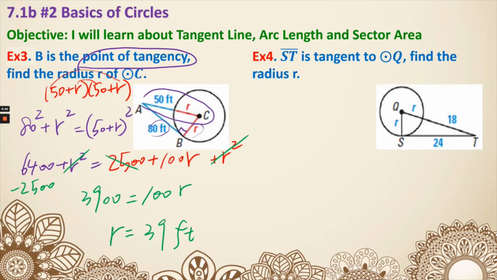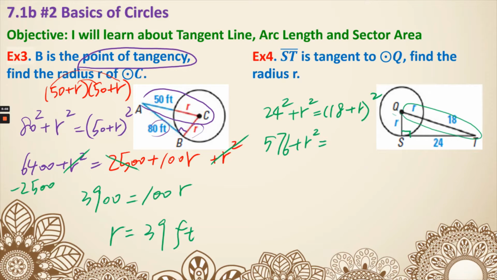Next, example 4. Same idea, 24 squared, because if we want to say that's tangent, this is going to be the right angle, which makes this the longest side, the hypotenuse. So 24 squared plus r squared equals 18 plus r squared, because this whole thing together is 18 plus r. That is going to be 324 plus 36r plus r squared. Same idea, we're going to get rid of the r squared and subtract 324 on both sides. That's going to be 252 equals 36r.